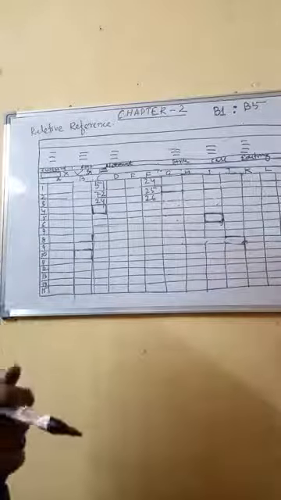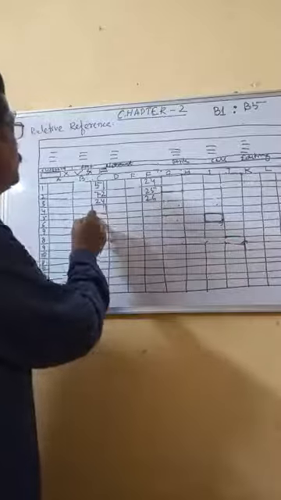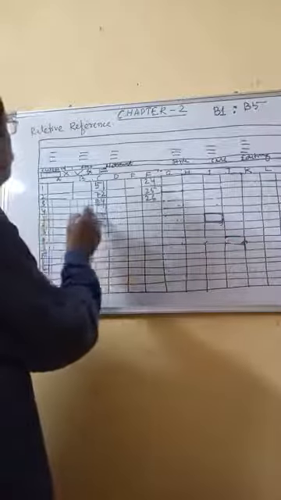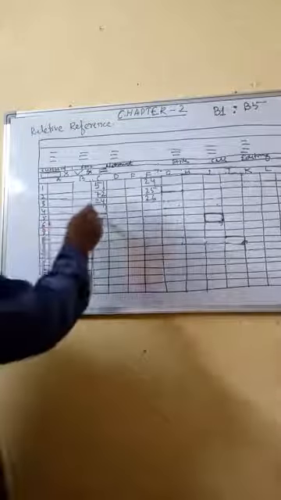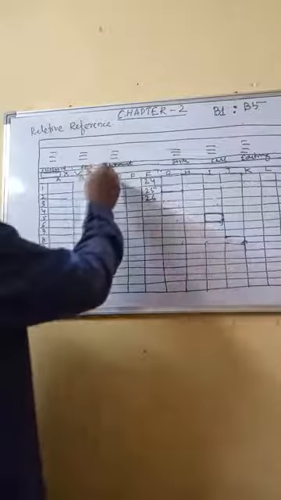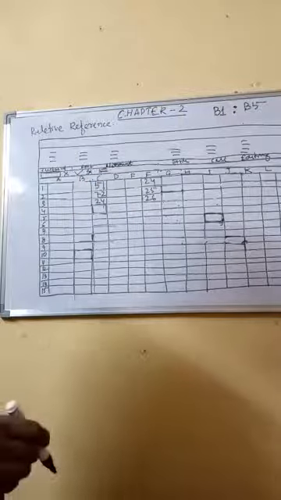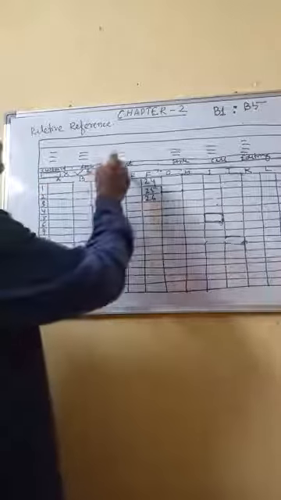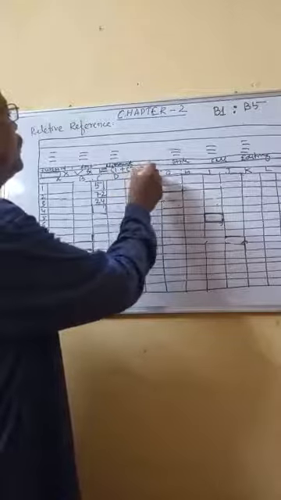So what will you do here? You will keep your cell pointer where you would like to see the answer. That is your C4. This is the address, C4. Keep the cell pointer here by using the arrow keys. After typing the numbers, you type the equal sign in the formula bar and write the formula. What formula do you write? That is C1 plus C2 plus C3.